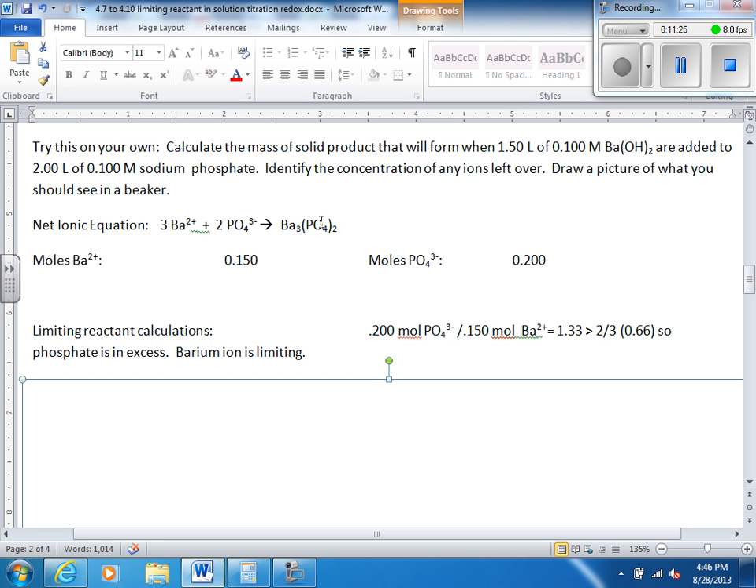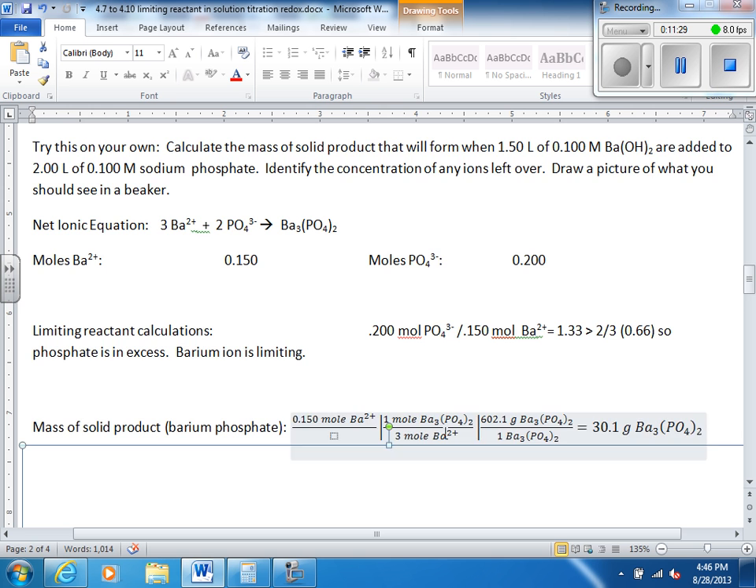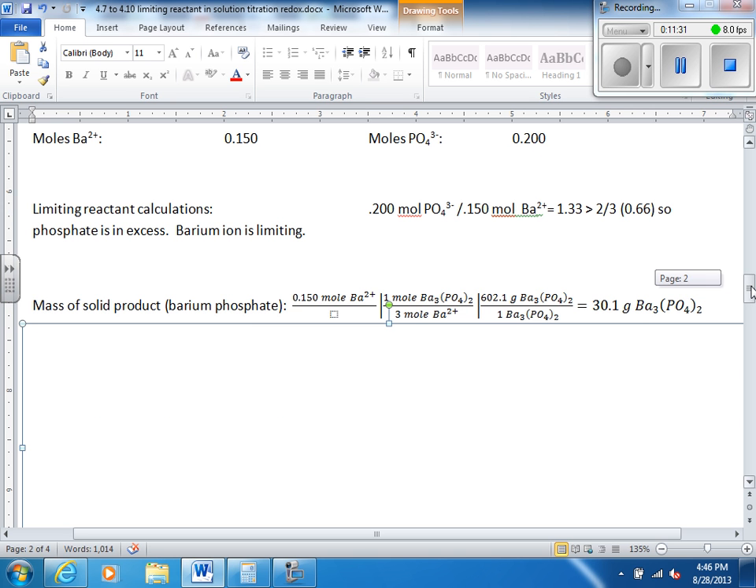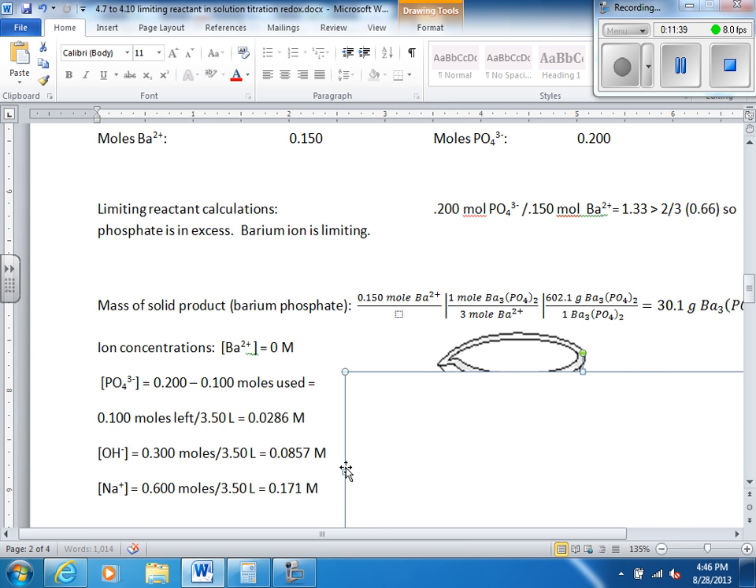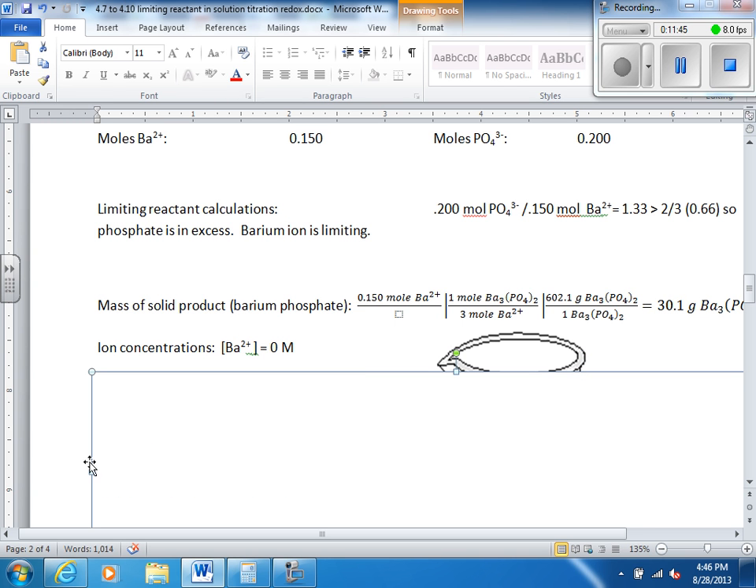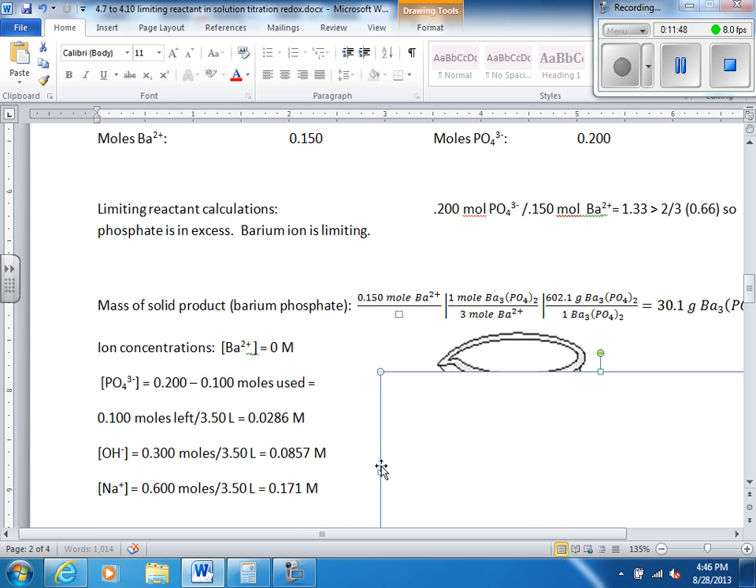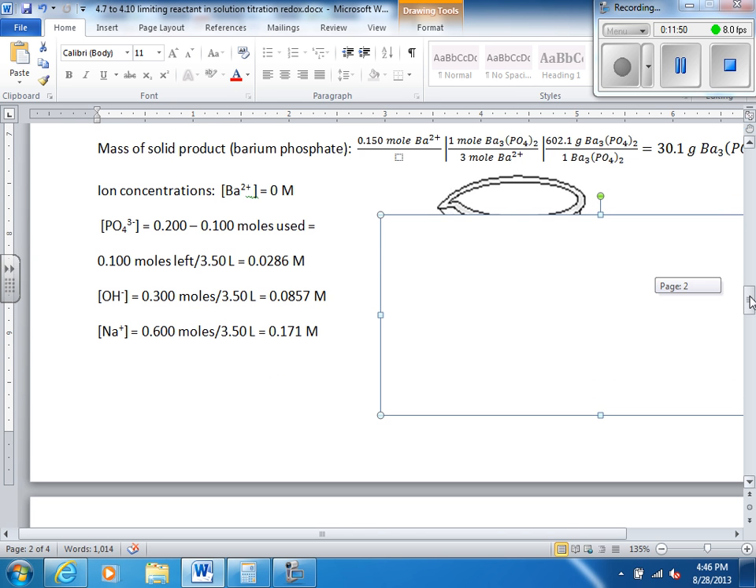Now we calculate the barium phosphate from the limiting reactant. There you go. Get our grams of limiting reactant. Now we're going to calculate the excess of everything. Okay, here's the solutions. You should try those on your own. But you can look.